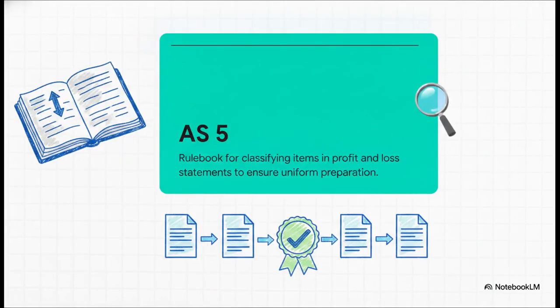Enter our solution, Accounting Standard 5, or AS5 for short. Think of AS5 as the ultimate grammar rulebook for a company's financial diary. It strictly prescribes the classification and disclosure of specific items in the statement of profit and loss. Its entire objective, the whole reason it exists, is to ensure that all enterprises prepare and present their statements on a totally uniform basis. By forcing everyone to use the exact same financial grammar, AS5 drastically enhances the comparability of those financial statements over time and across different businesses.